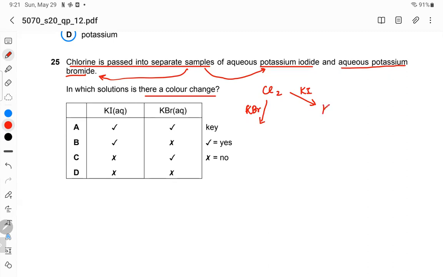Yes, chlorine displaces bromide as well as iodide. So in which case will you observe a color change? Sir, in both cases. Yes, in both cases we will observe a color change, because in both cases a new halogen is forming, and if we are getting a new halogen, then there is a color change. So A is the correct answer.